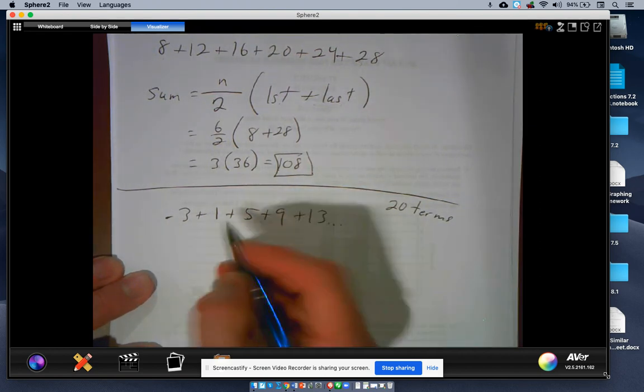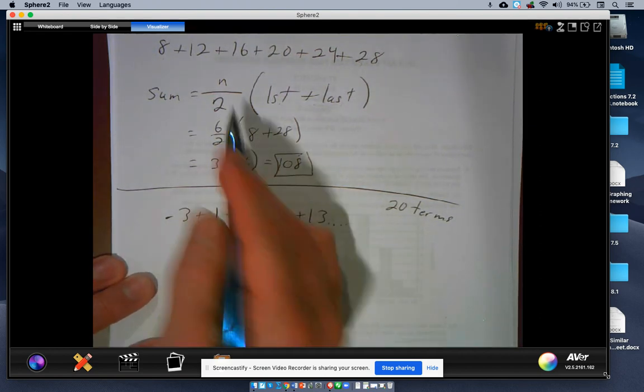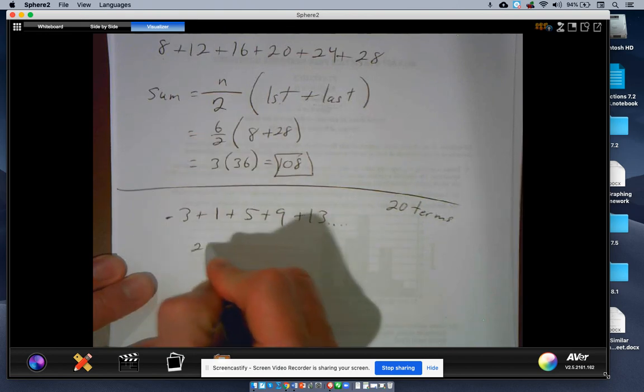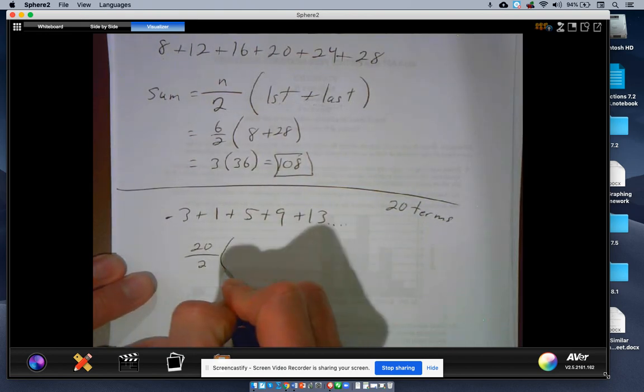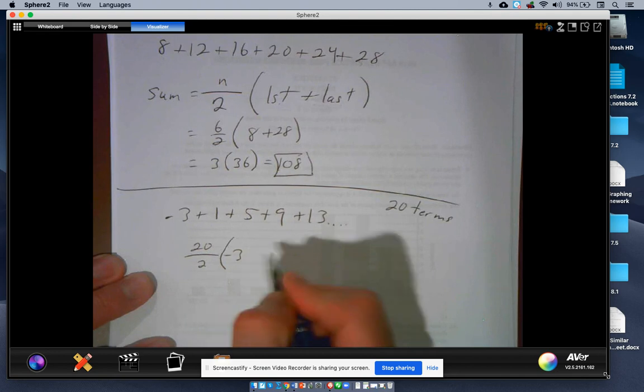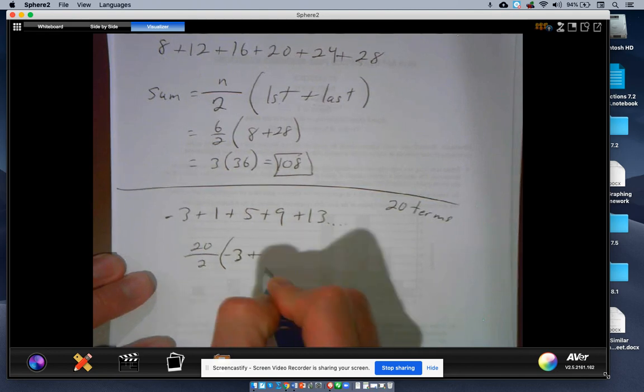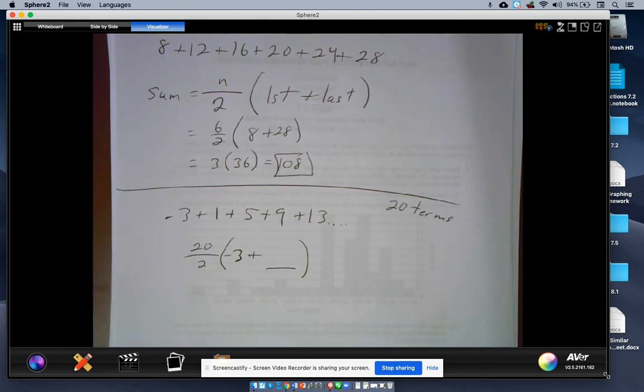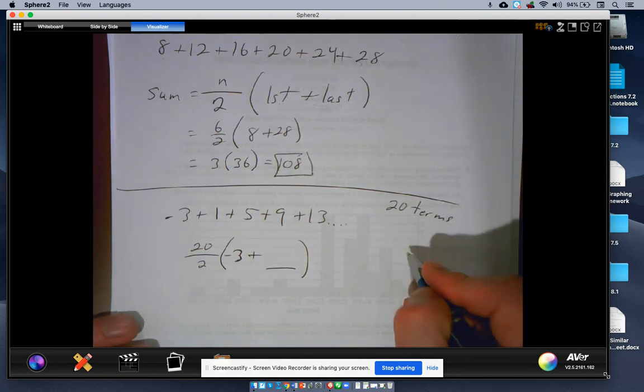I'm going to use my formula. So how many terms are there? 20, divided by 2. First term, -3, plus the last term. Now we've got some work to do here to find the last term. Let me show you how to find the last term.